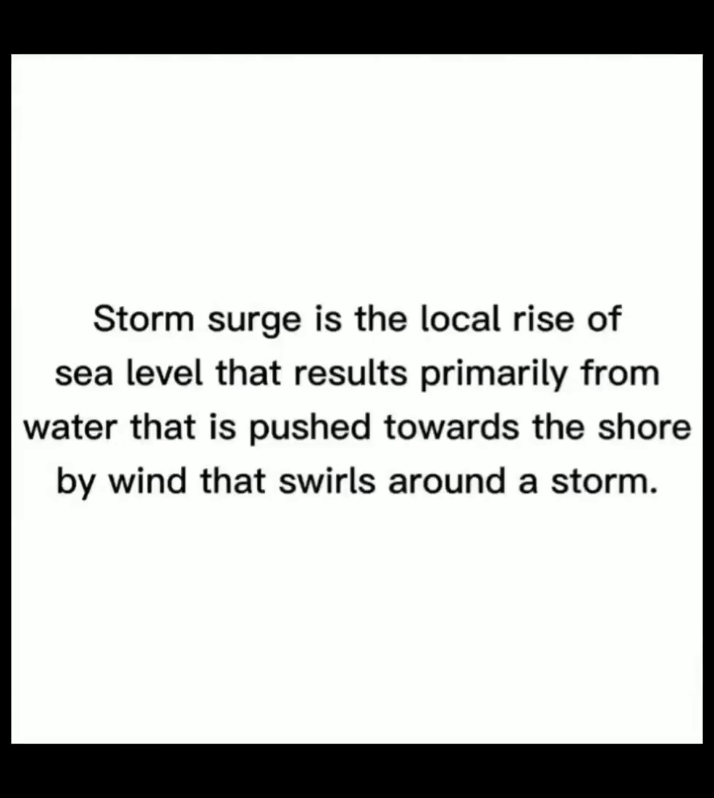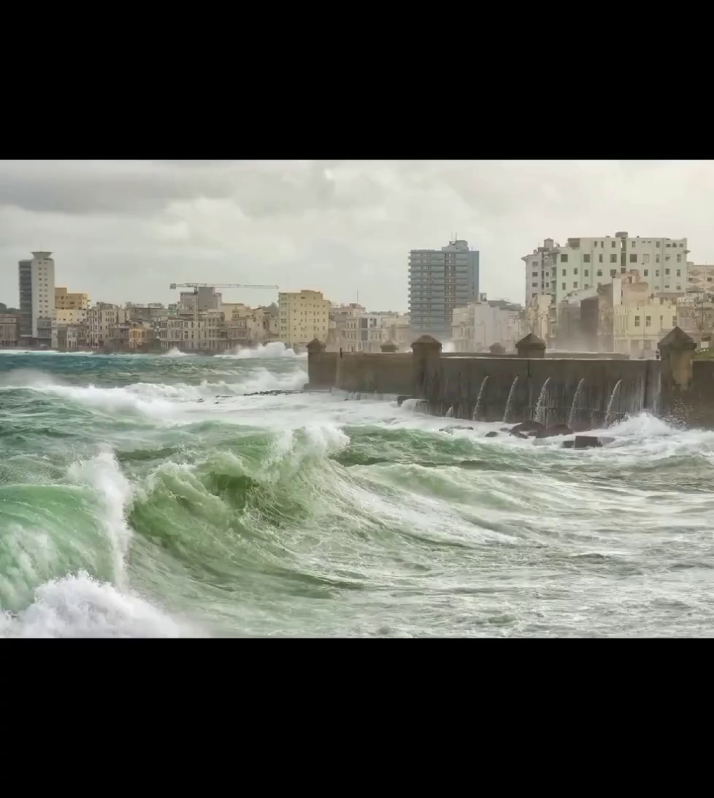Storm surge is the local rise of sea level that results primarily from water that is pushed toward the shore by wind that swirls around the storm. Storm surge is the abnormal rise in sea water level during a storm, measured as the height of the water above the normal predicted astronomical tide.